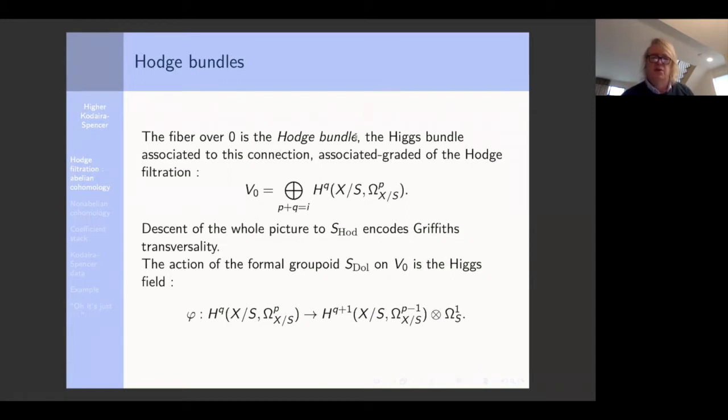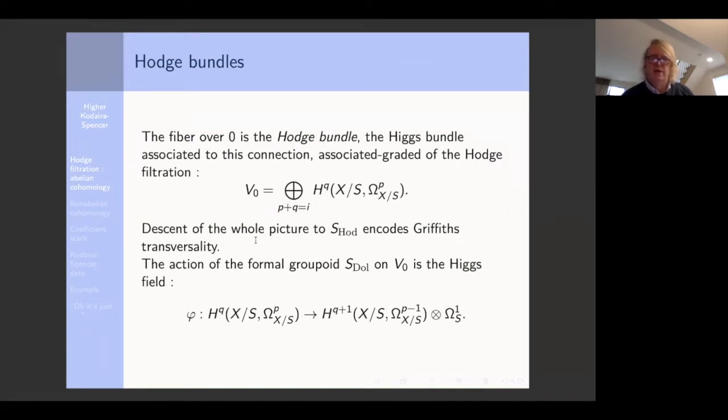This is the Higgs bundle associated to the connection, and it comes from the associated gradient of the Hodge filtration. So V0 is just the direct sum of H^Q of X over S with coefficients in omega^P of X over S. And this I first learned about really in Griffiths's courses about Hodge theory. This was a standard object that we were looking at in Hodge theory.